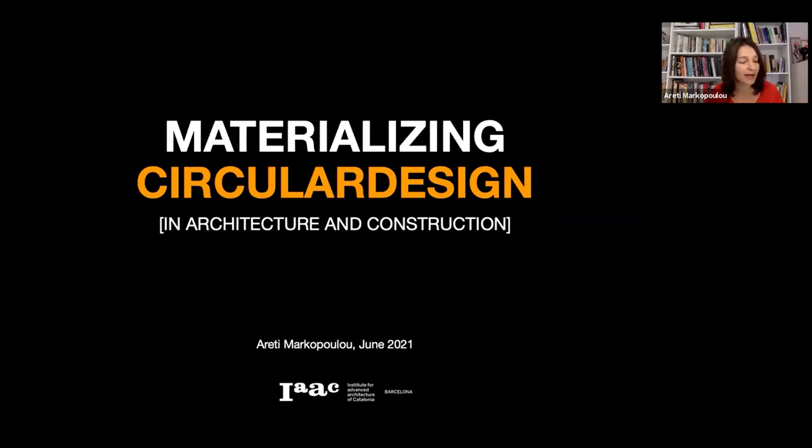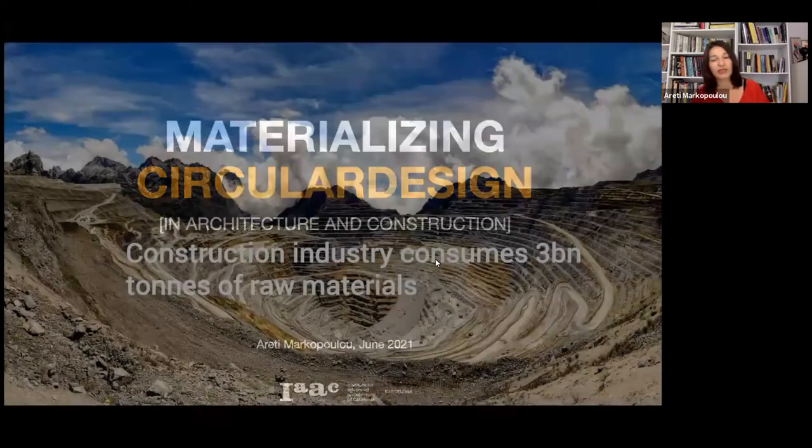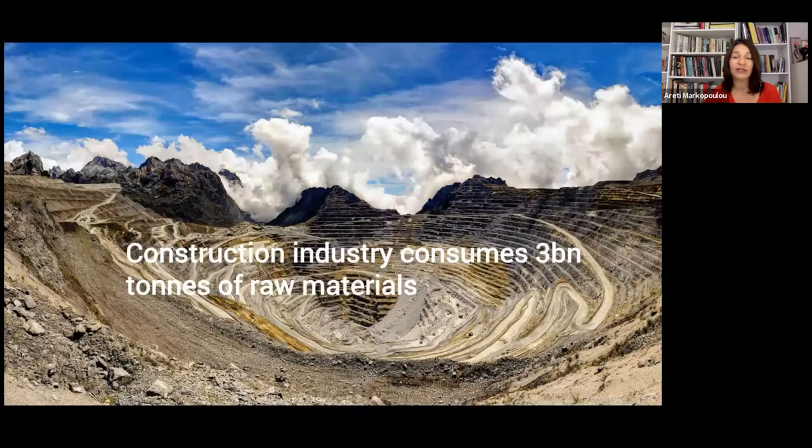It's true that we are facing very big challenges in the world, and it's very important to have a more sustainable or circular design approach. So why is it really important to talk about this? First of all, because the engineering and construction industry is the world's largest consumer of raw materials. We know that it consumes more than 3 billion tons of raw materials annually.